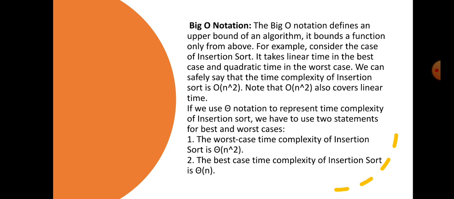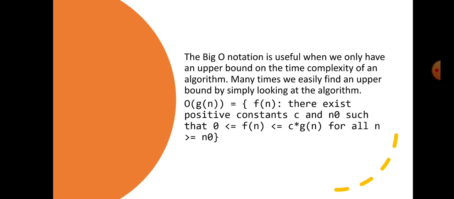If we use theta notation to represent the time complexity of insertion sort, we have to use two statements for best case and worst case. The worst case time complexity of insertion sort is theta of n power 2. The best case time complexity of insertion sort is theta of n. The big O notation is used when we only have the upper bound of the time complexity of an algorithm. Many times we easily find the upper bound by simply looking at the algorithm.